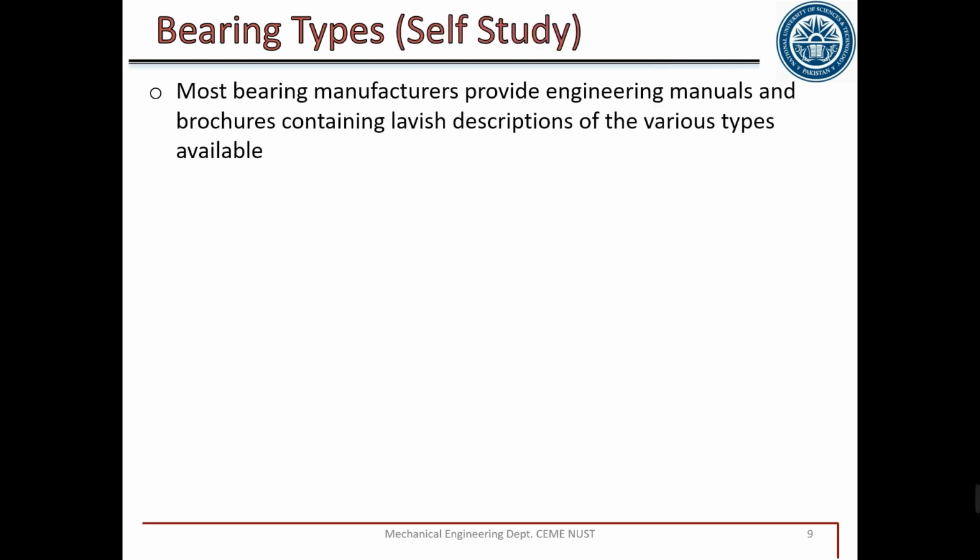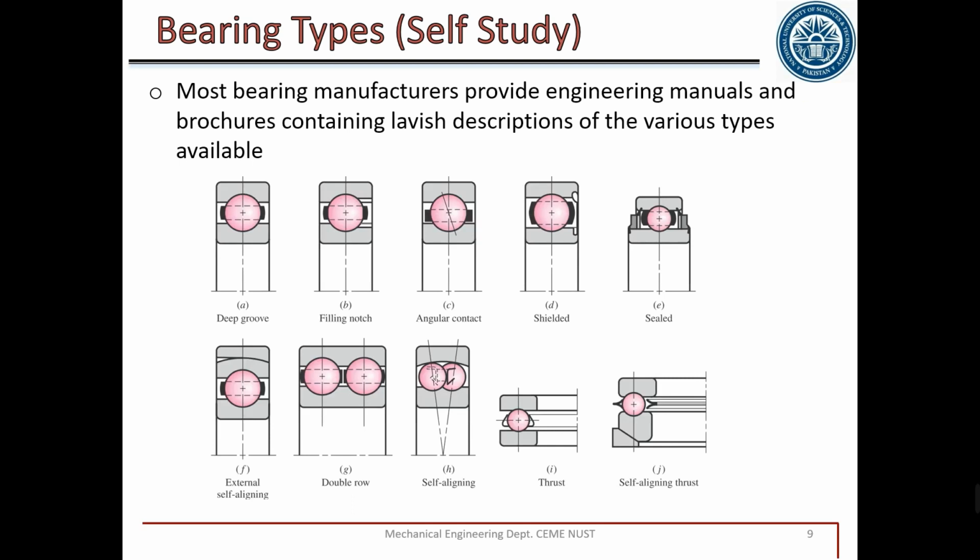Bearing types: there are some bearing types that are given in the book. I suggest you study it to understand which type of bearing we use mostly. For example, this is an example of a deep groove bearing. In a deep groove bearing, a ball is inserted in the groove and we have a separator. It can resist radial and axial motion. Here we have a filling notch. It is angular contact because the separator is a little bit downward, so the contact is angular, so it can bear a little bit more thrust load.